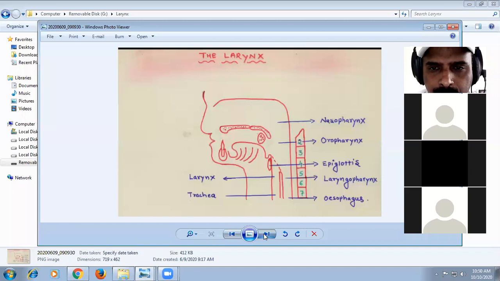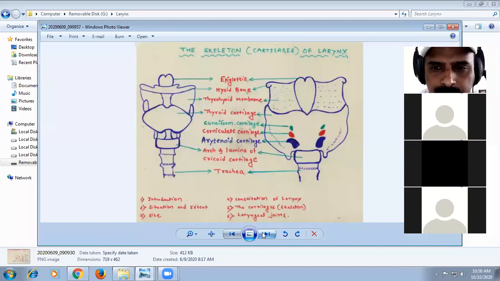So this is very important of the total. Today's lecture is just the introduction of the larynx. The larynx is the organ for the production of the voice, that is the phonation, as I have told.